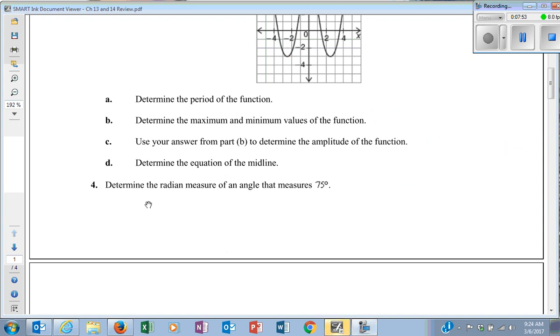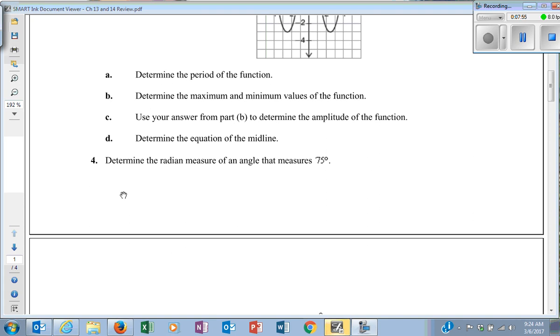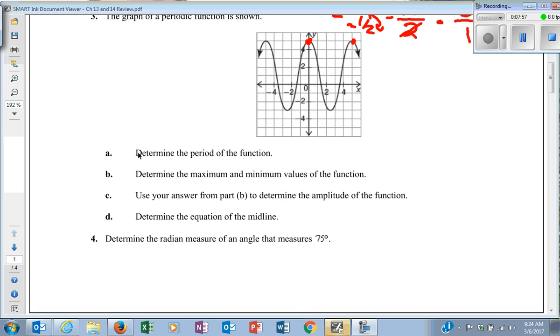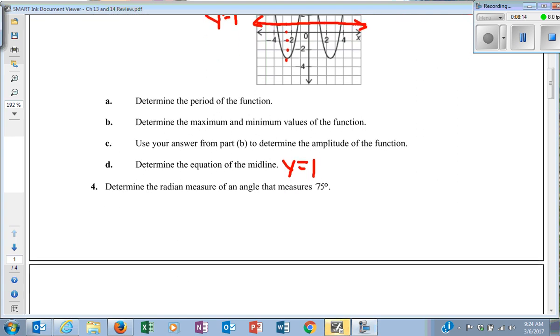So here we go. Use it to determine the midline. We just did that. We knew the amplitude was 4, so I go up 1, 2, 3, 4, and I know that this is a horizontal line, which is going to be a y equals. And what does y equal every time I'm on that line? 1. So the equation of my midline is y equals 1. And that's that for that question.